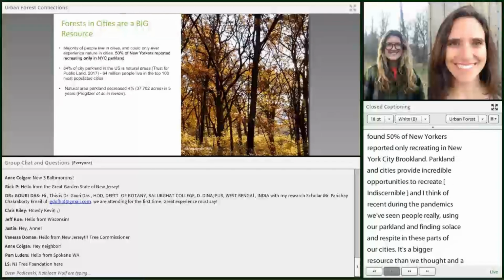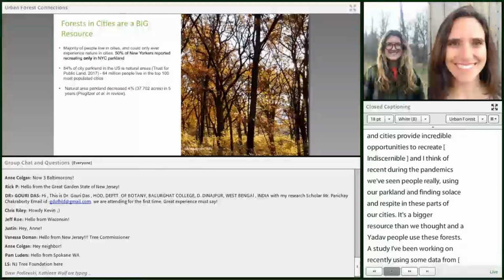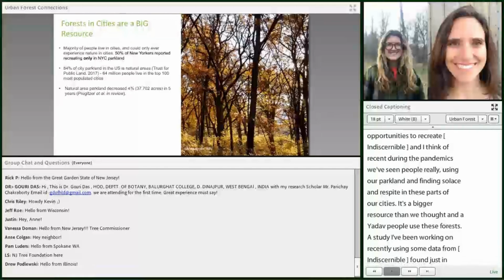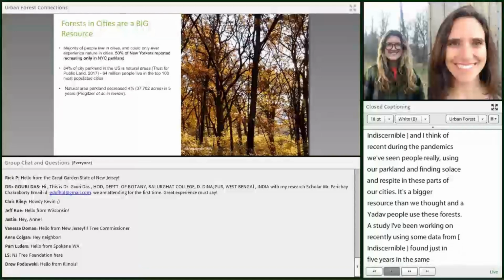However, a study that I've been working on recently using some data from Trust for Public Land has found that just in 5 years, in those same 100 most populous cities, we've lost almost 40,000 acres of natural area parkland. And so cities are growing at a rapid rate.